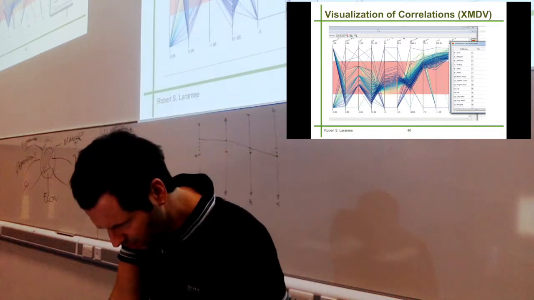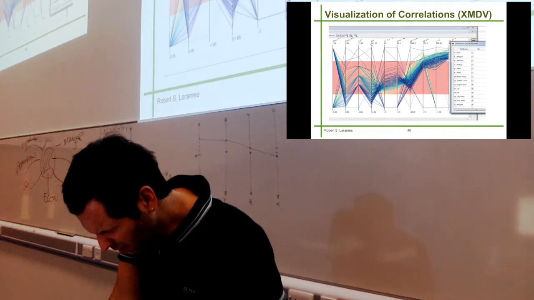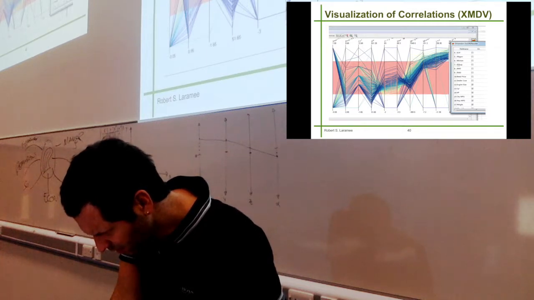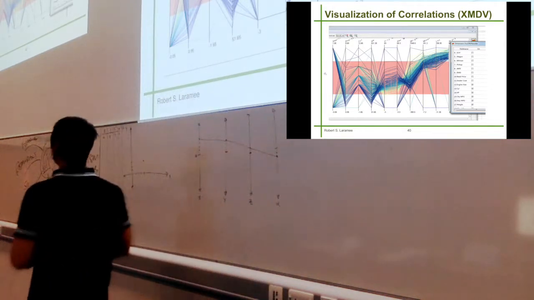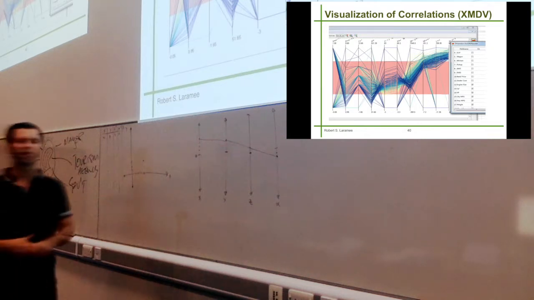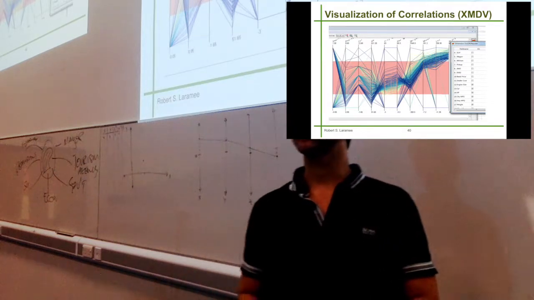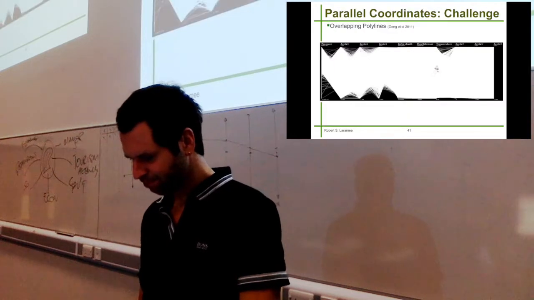So these are small cars: engine size, horsepower, city miles per gallon, highway miles per gallon, weight of the car, length and so on. So you can see the different attributes here. This is from a tool that you may use in your assignment 1 called XMDV. So anybody can download XMDV and start using it.